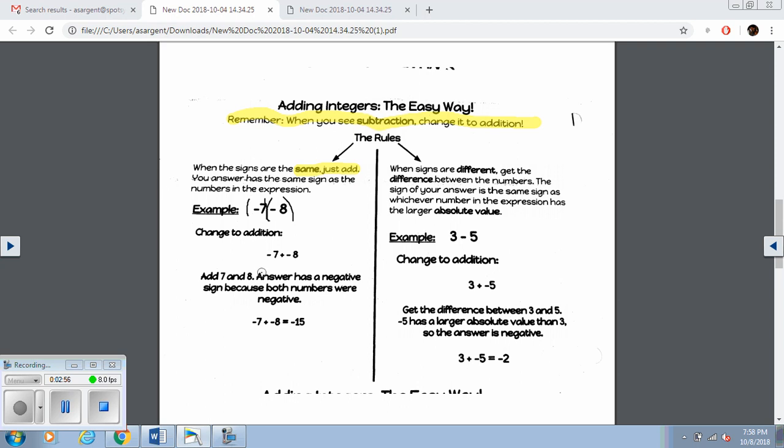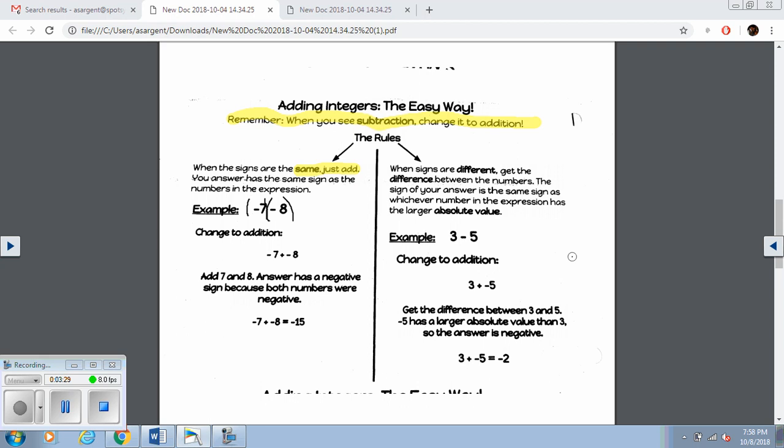Something that could make this easier for you is if you change it to addition like they did here, -7 plus -8, if this is too complicated for you. It says since they're both negative, we're going to add both numbers. So we're going to add 7 and 8, and the answer is negative because both of the numbers are negative. So -7 plus -8 is -15. +7 plus +8 is 15, so all we did was add a negative sign to it.